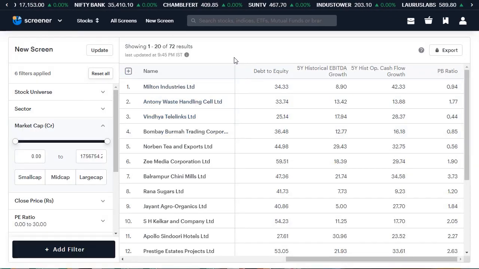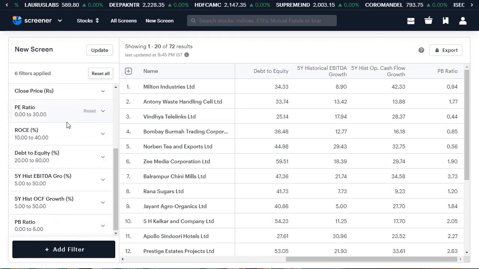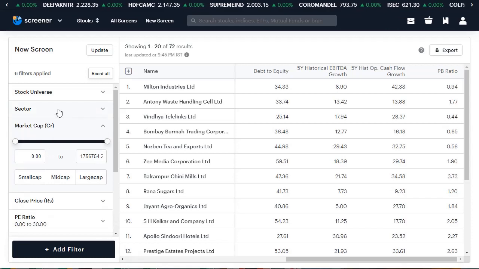So this is how the screener looks like. Here we will create a new screen, and in this new screen we will select the stocks that we want to filter out from the number of stocks based on the fundamental analysis. So I have already created a screen based on various filters. I will explain each one of the filters one by one.